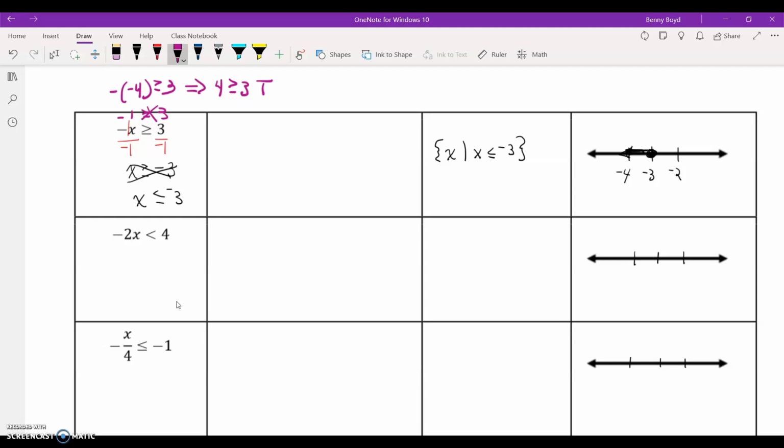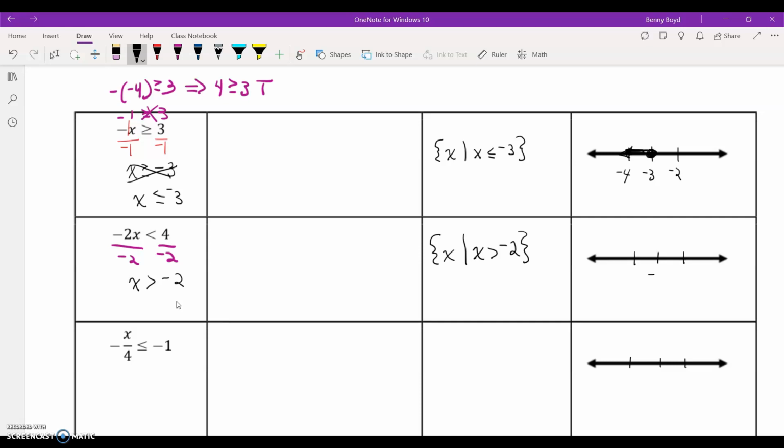To isolate x, again, we're going to do the same thing we did with equations. We're going to divide by -2. And as I saw in the last example, when I divide by a negative, I need to flip that inequality symbol over. Okay, so here my solution set is the set of x such that x is greater than -2.